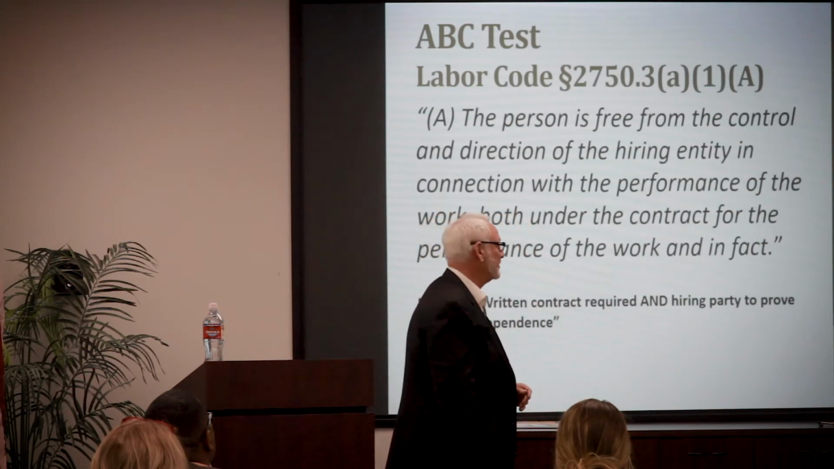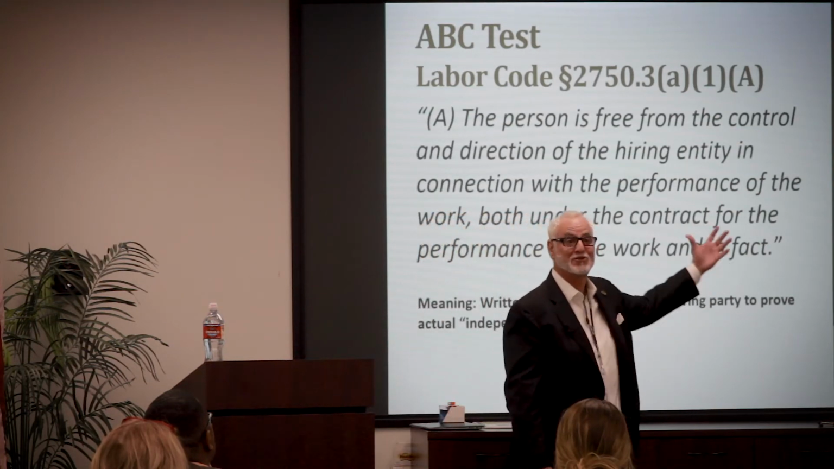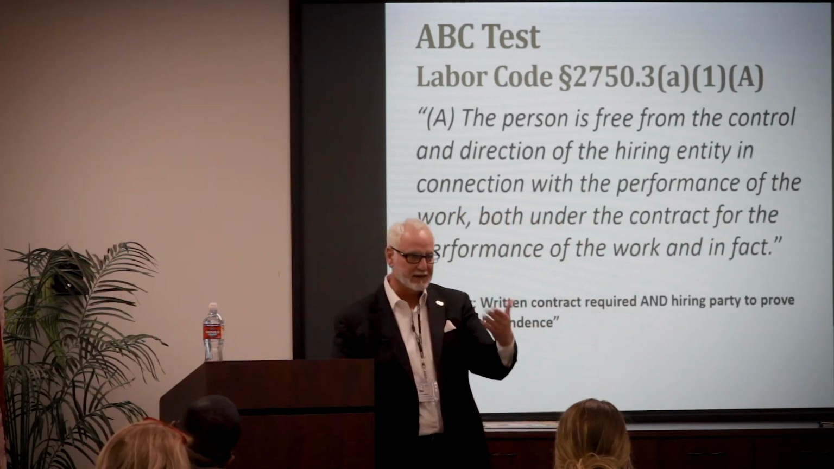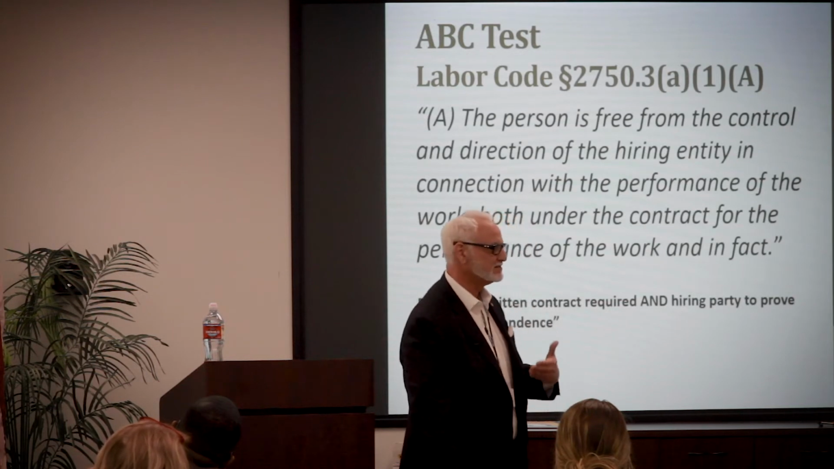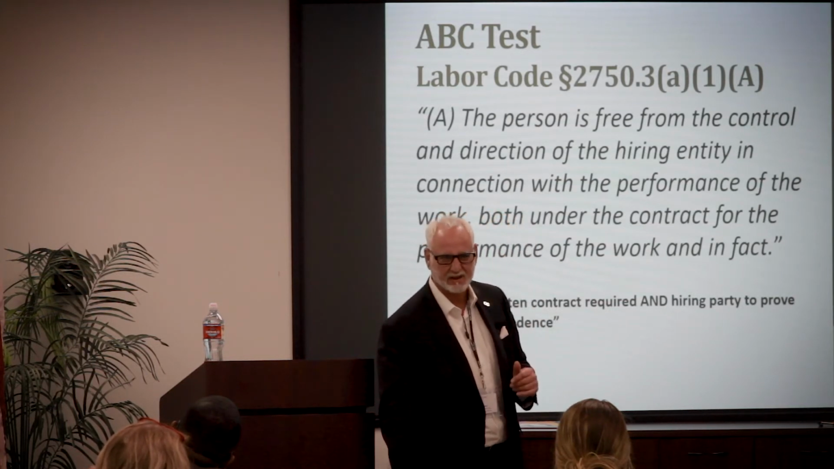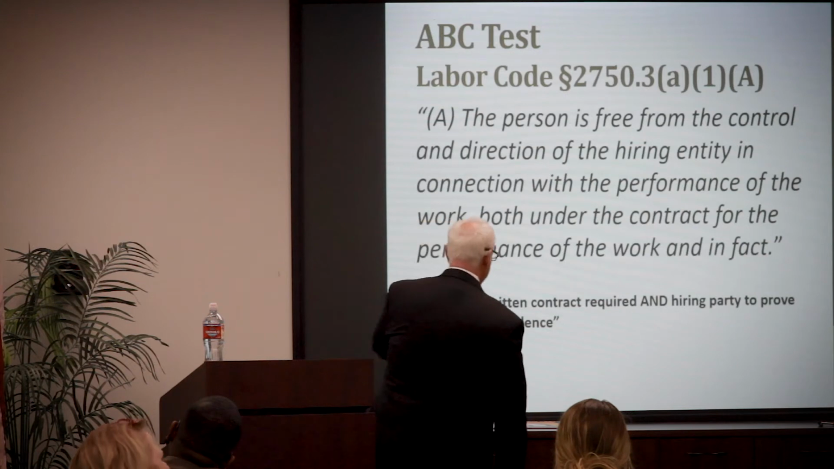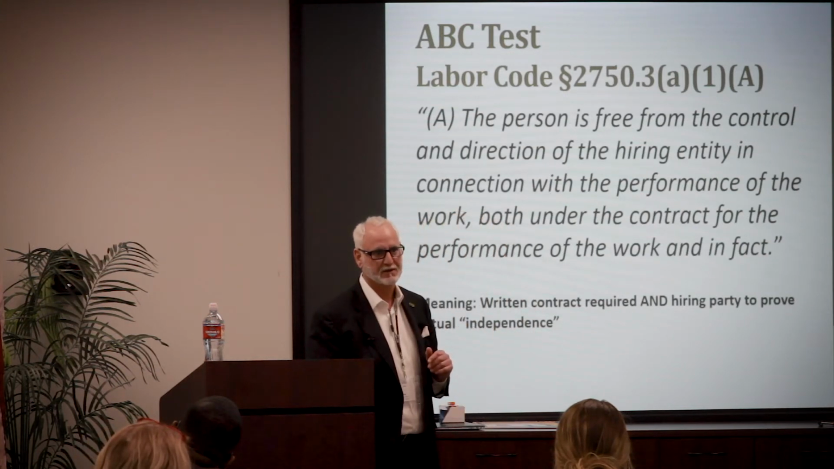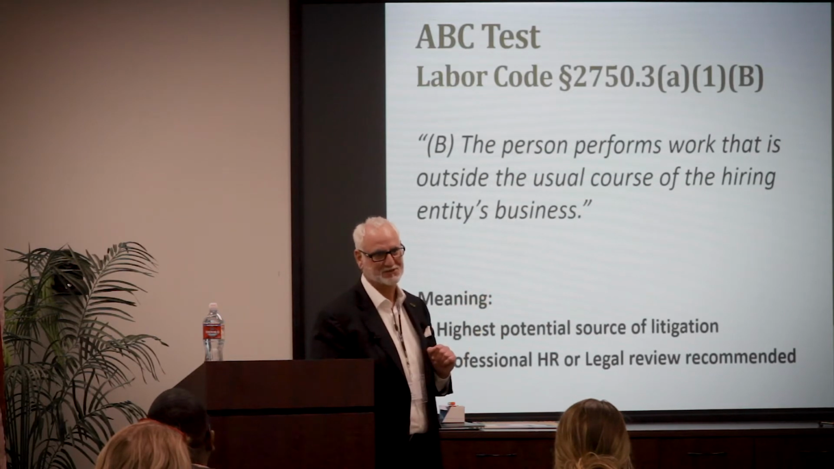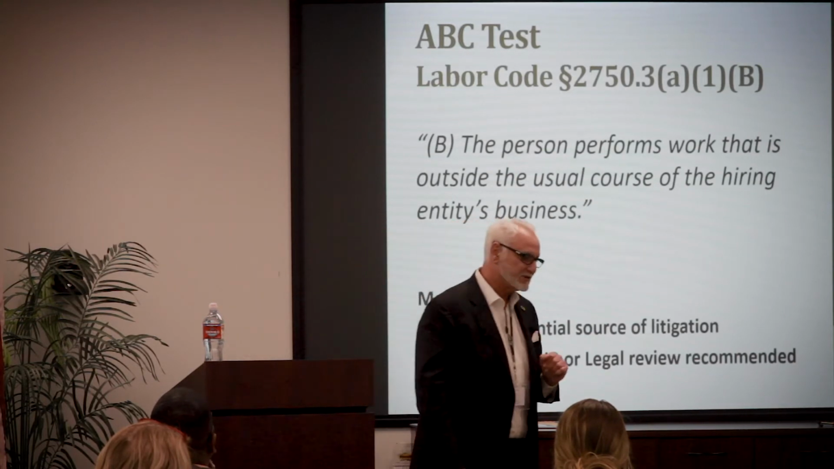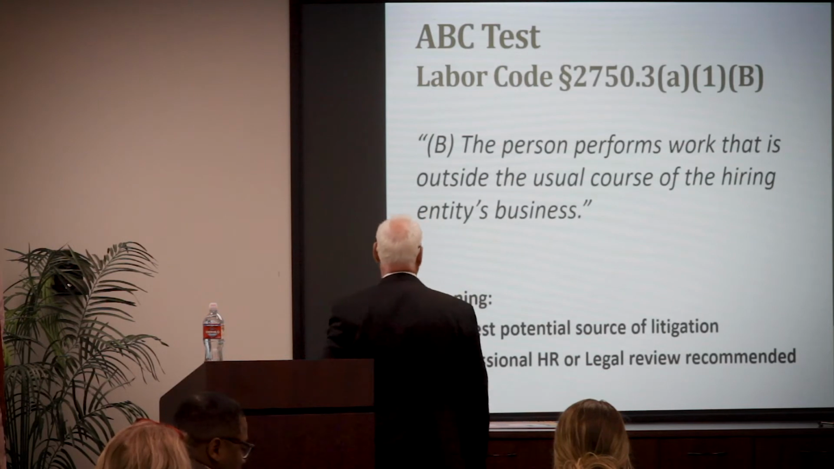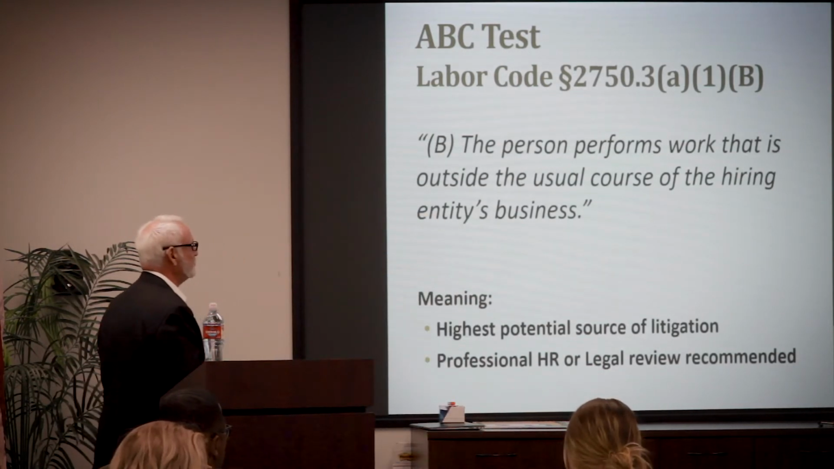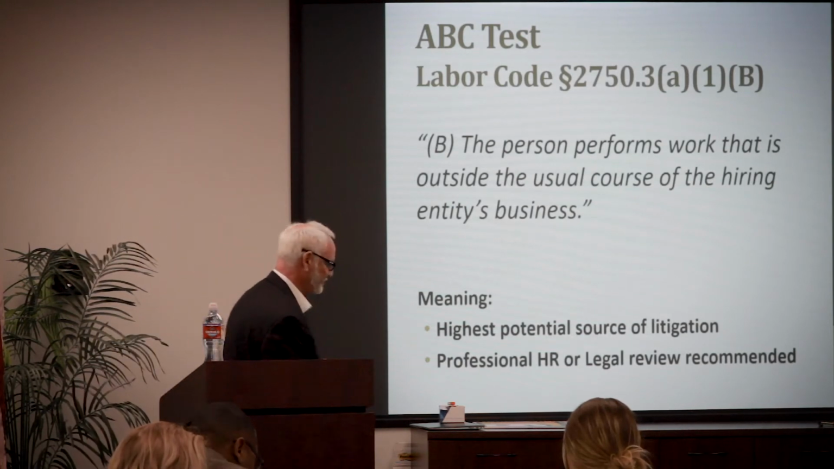I think it's going to be a totality of the circumstances for this prong, and they'll take a look at it and see if it's the type of thing that is independent contractor worthy, they'll approve it. I don't really worry about this prong of the test for my clients. This is the prong of the test that I worry about. Prong B of the ABC test says that the person performs work that is outside the usual course of the hiring entity's business.